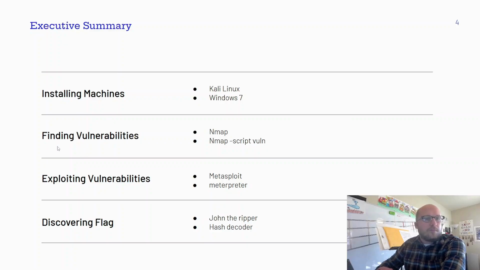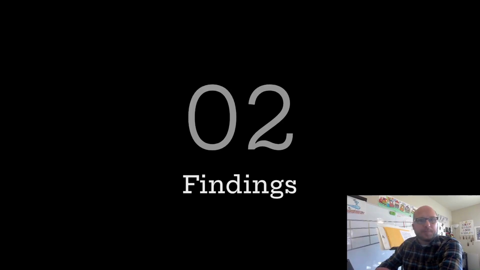We find vulnerabilities using Nmap and a vulnerability script, exploit them with Metasploit and Meterpreter, and once we've discovered the files on our target PC, we use John the Ripper and a hash decoder to decrypt the hidden information.